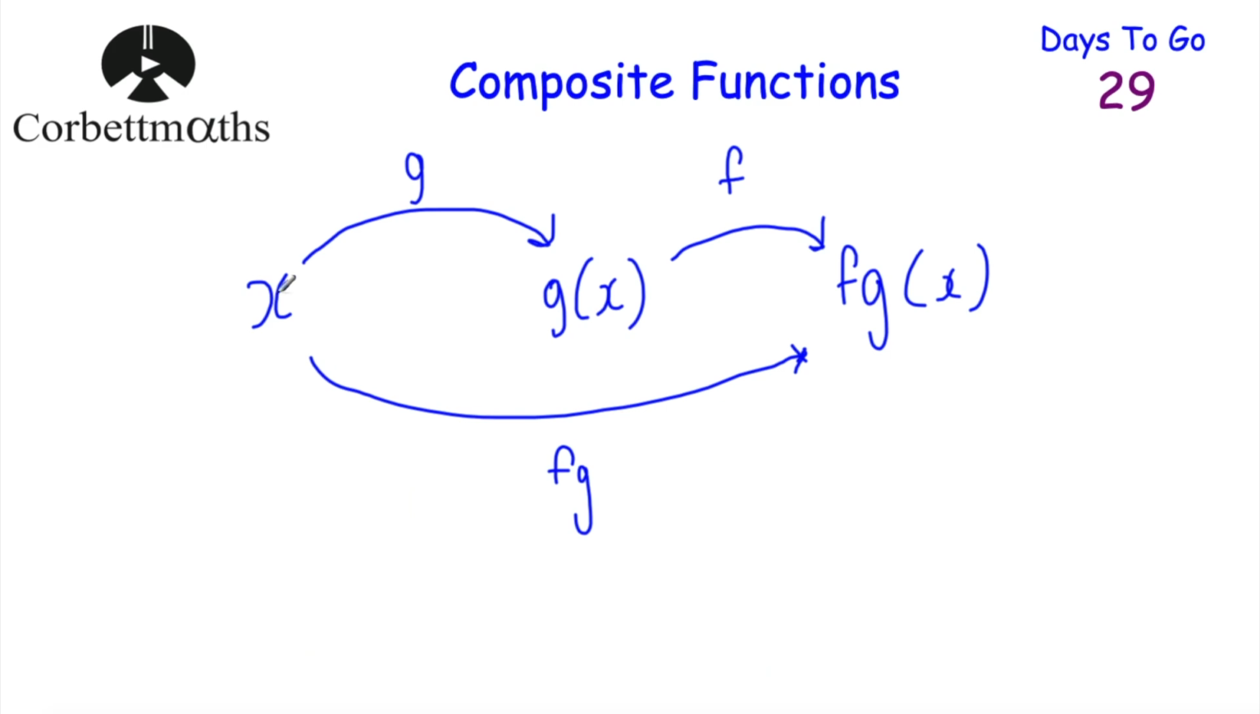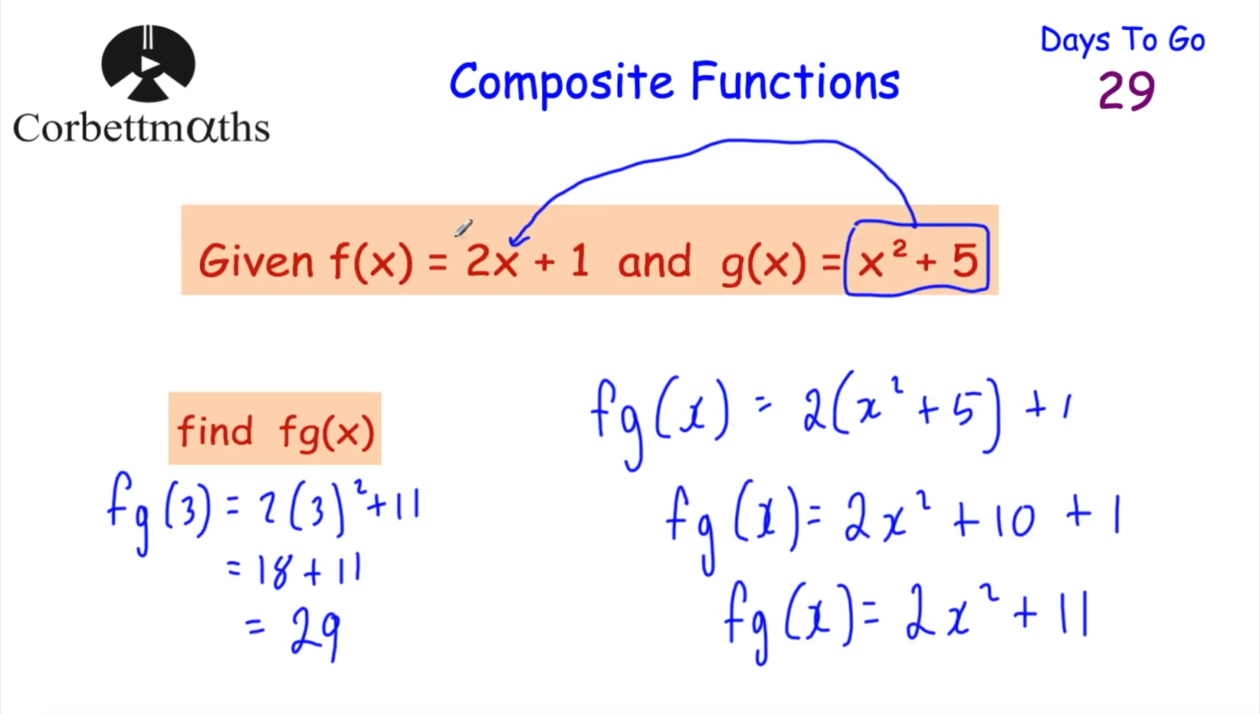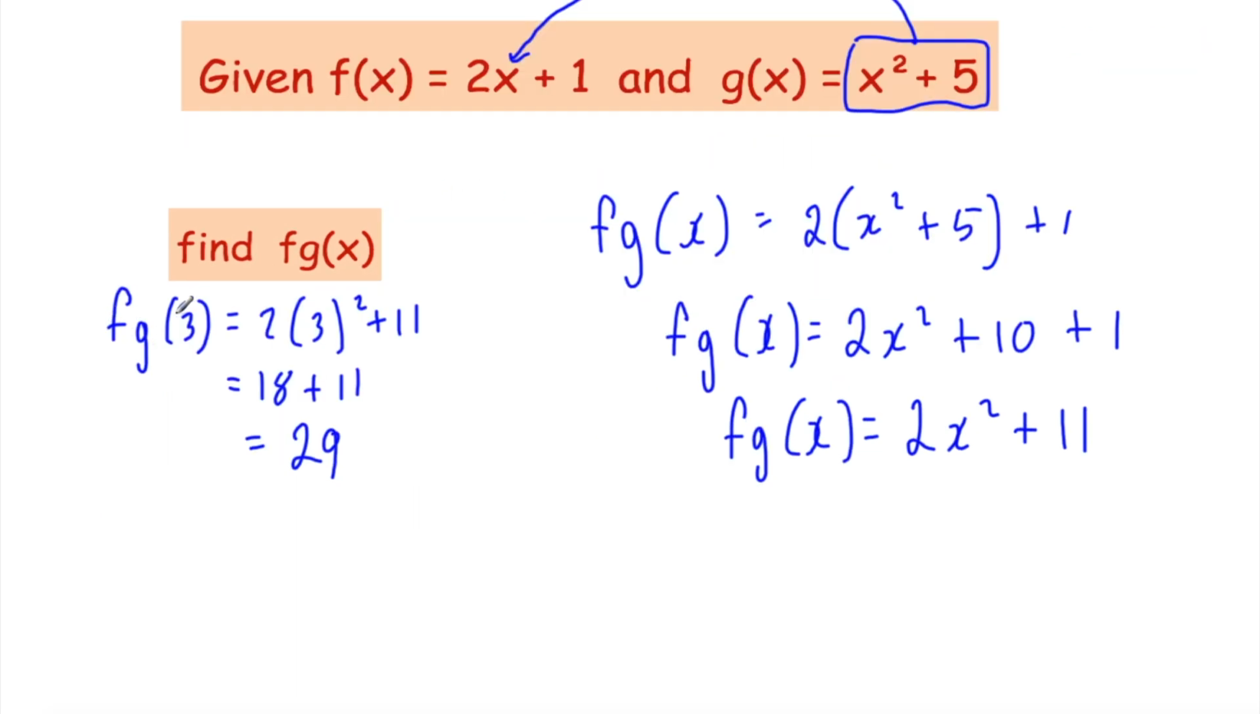Now if we go back, if we apply function g and then function f, we'll get fg of x. So let's just check if we apply function g and then apply function f, will we get the same as fg of 3. If we substitute 3 into g of x to begin with, we would get 3 squared plus 5. 3 squared is 9, plus 5 is 14. So that means that g of 3 is equal to 14.